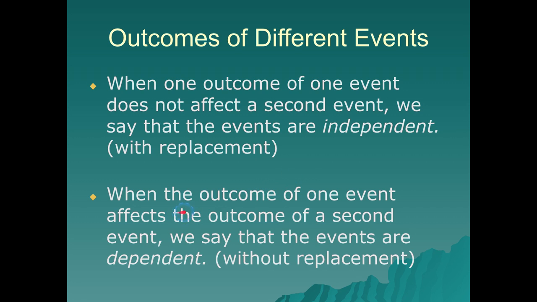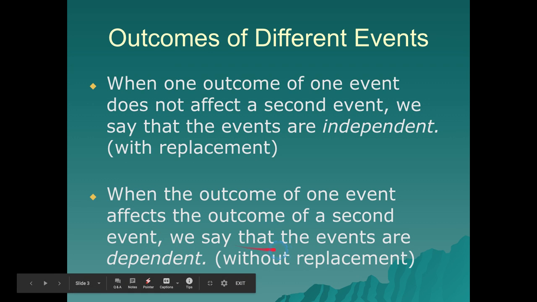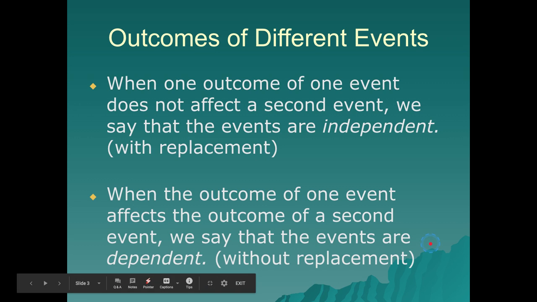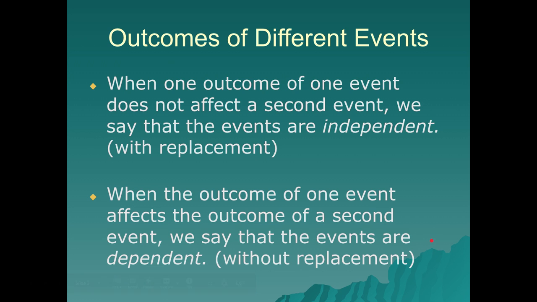Dependent is when the outcome of one event affects or makes a difference on the second one. And that is without replacement, as we will also find. So there are going to be a couple of scenarios we're going to talk about in this video: with replacement, without replacement. If I took a card out of a deck of cards and did not return it, that affects the outcome of my next pull, my next selection of the card, if you will.